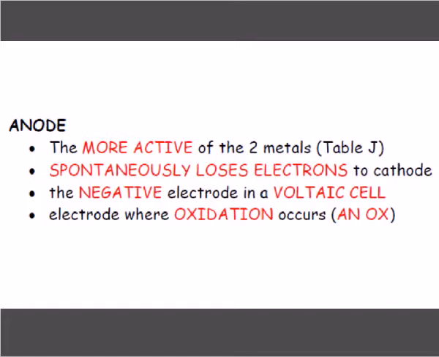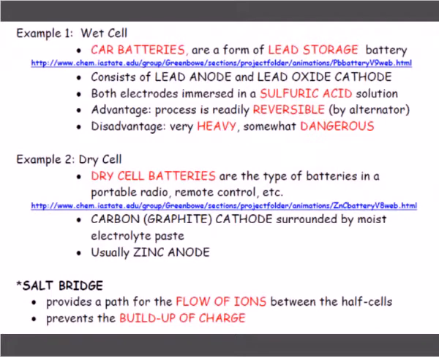So now we're going to put it all together in a closed system. That's your voltaic cell. So, guys, an example. There's a couple different ones. There's a wet cell battery, and then there's the dry cell. The wet cell is like your car battery. There's actually liquid inside your car battery. It's a form of lead storage battery.